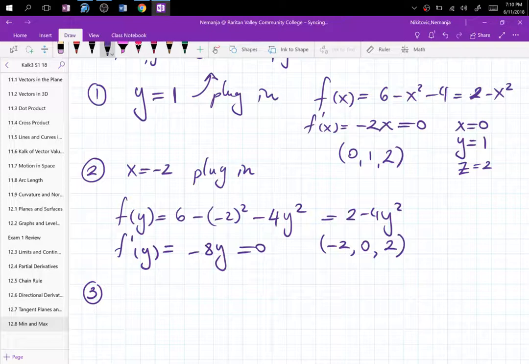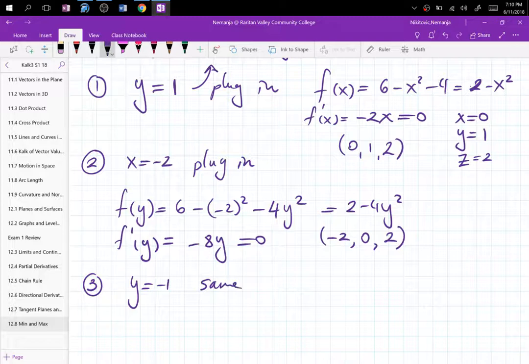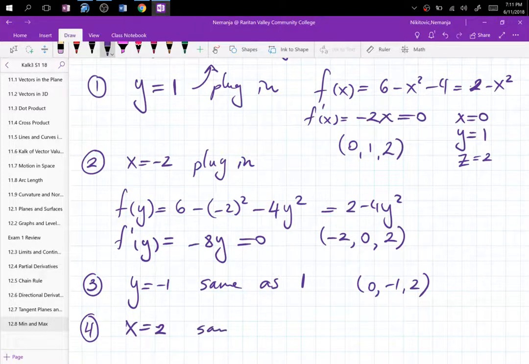Number 3, y equals negative 1, but then that's getting squared, so same as 1. So we should have 0, negative 1, 2, and 4x is equal to positive 2, so same as 2, and we get, is that 0, 2, 2? I hope. 2, 0, 2. Oh, x is 2, yes, 2, 0, 2, thank you. 2, 0, 2.